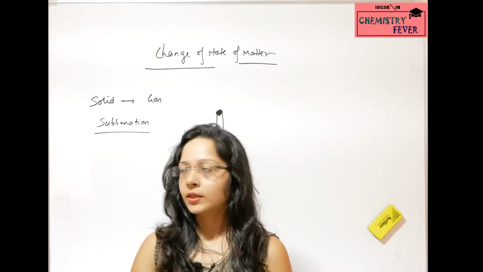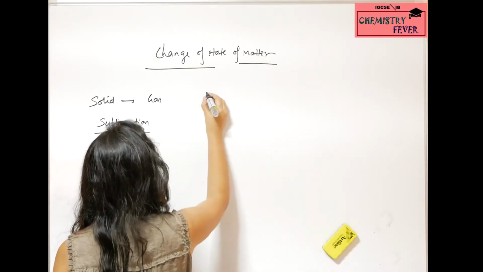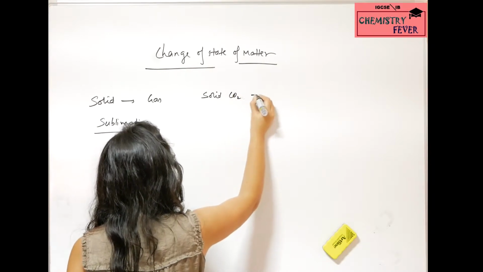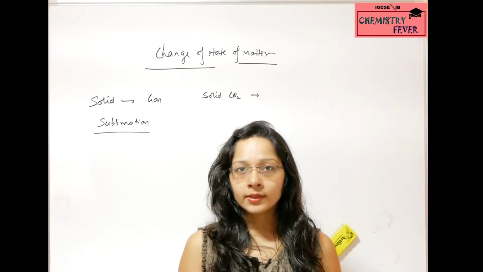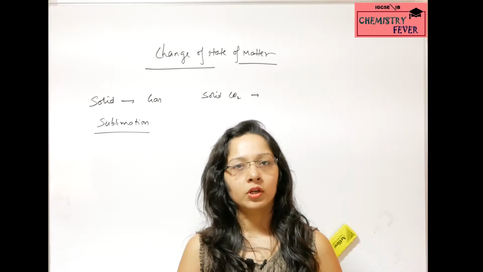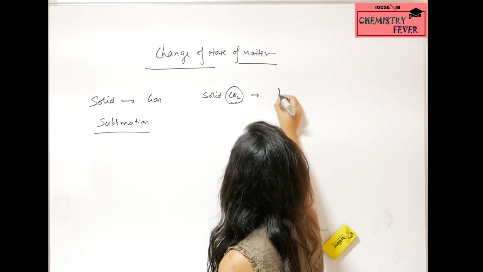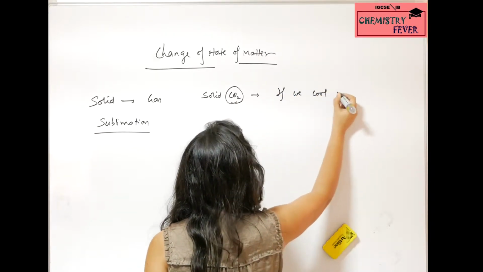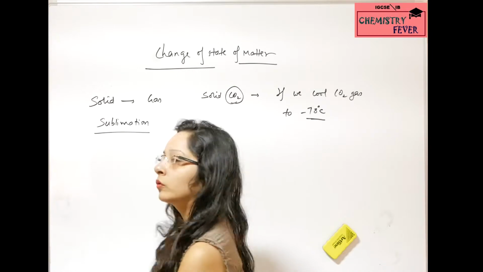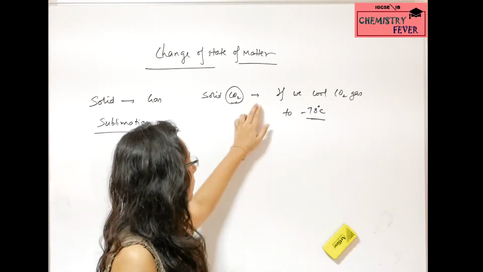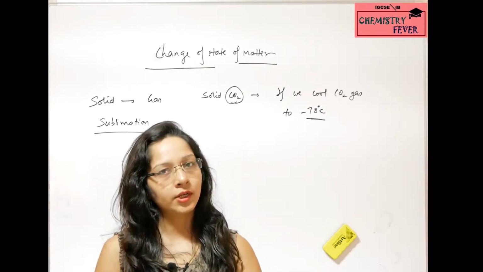One more thing is dry ice, solid carbon dioxide. In the case of solid carbon dioxide, if we cool carbon dioxide gas to minus 78 degrees Celsius, it will convert into solid. It looks like ice. That's why we call it dry ice. So solid carbon dioxide is formed if we cool CO2 gas to minus 78 degrees C. It looks like ice, so we call it dry ice.